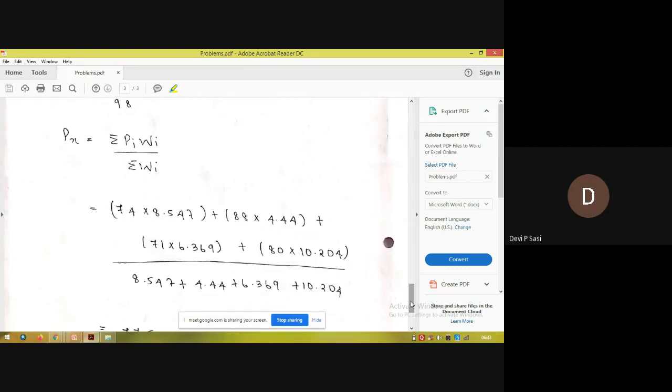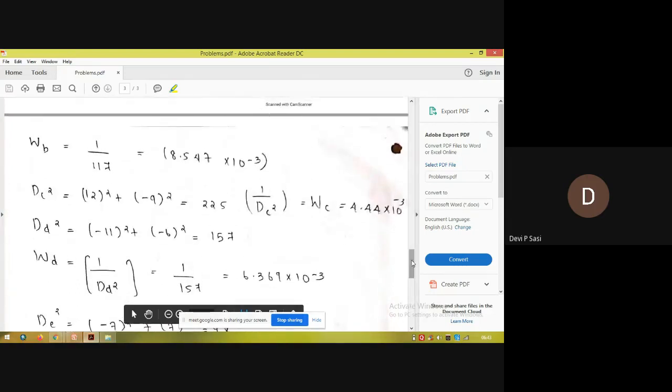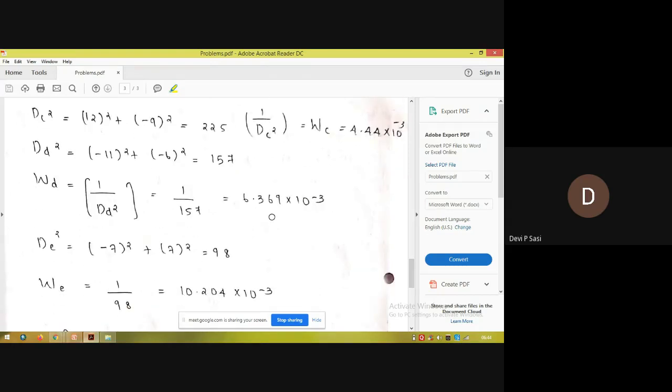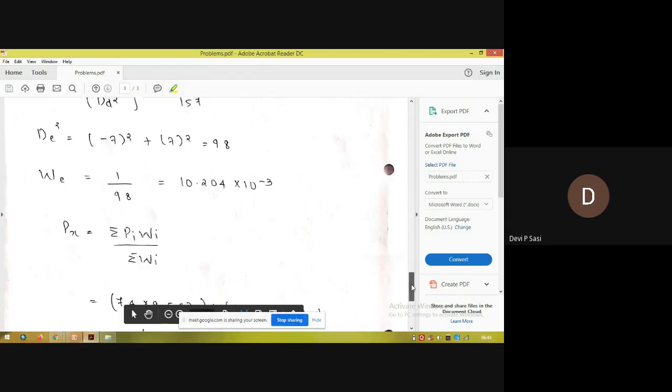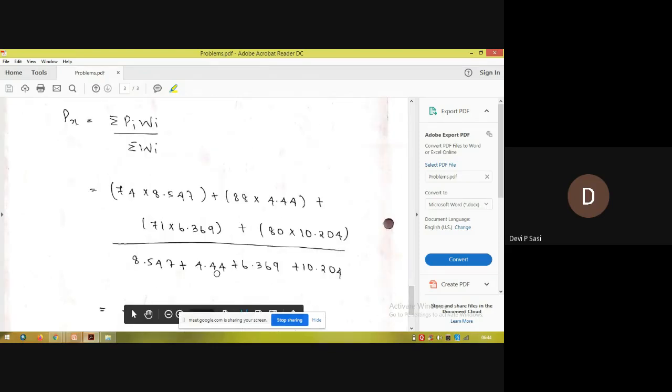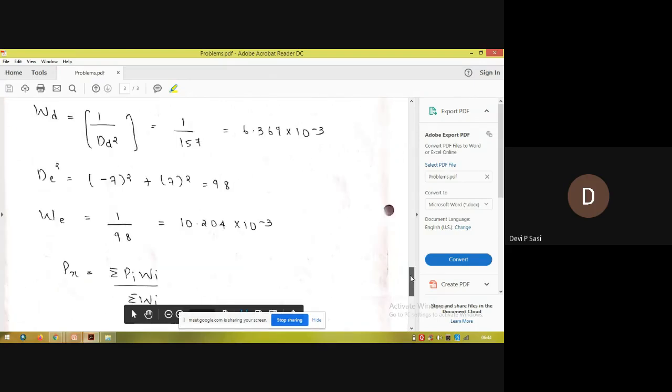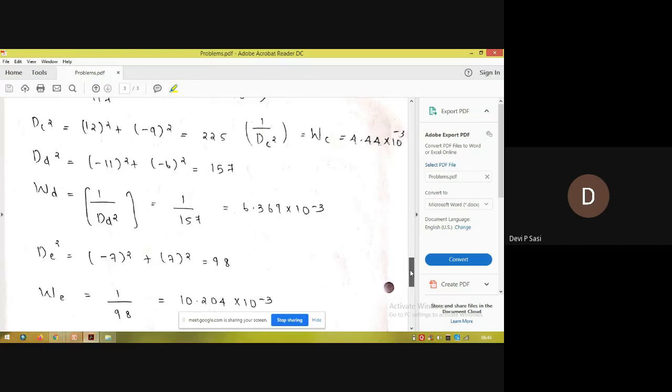What will be sigma Wi? What will be the denominator? Denominator will be the sum of all the weightages. You can see the weightage of B is 8.547 into 10 raised to minus 3. Weightage of C is 4.44 into 10 raised to minus 3. Weightage of D is 6.369 into 10 raised to minus 3. And weightage of E is 10.204 into 10 raised to minus 3. So the denominator becomes 8.547 plus 4.44 plus 6.369 plus 10.204. That much you have to add, the weightages.